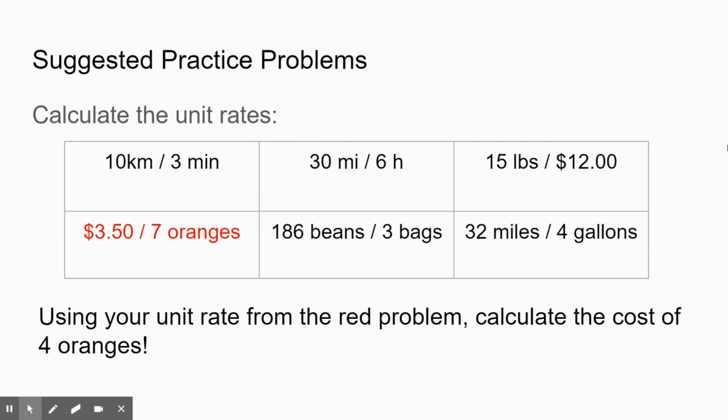Then, and this will be a little bit of a challenge because it's what we're going to extend this to, using your unit rates from the red problem, which is the $3.50 to 7 oranges, you are going to use the unit rate to help you calculate the cost of 4 oranges. We didn't talk about how to do that in this video, but I want to see what you can try to do based on what you know. Pause the video, and good luck.